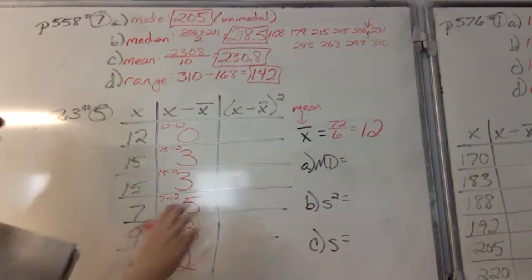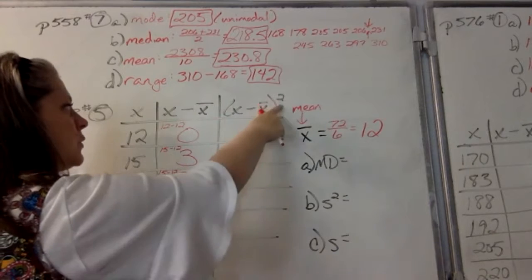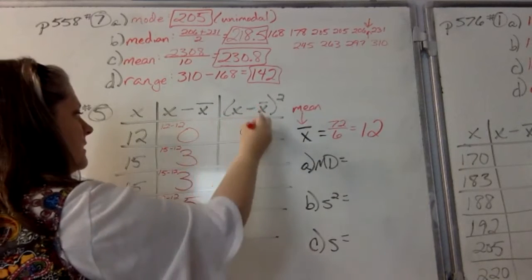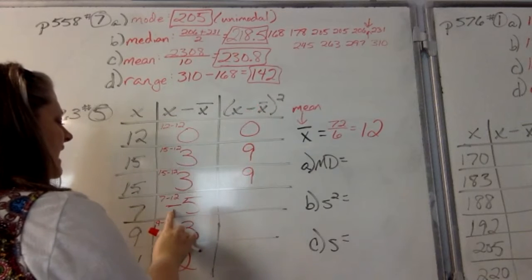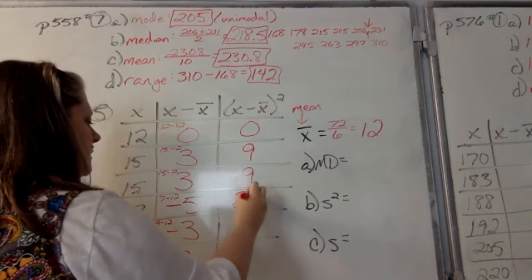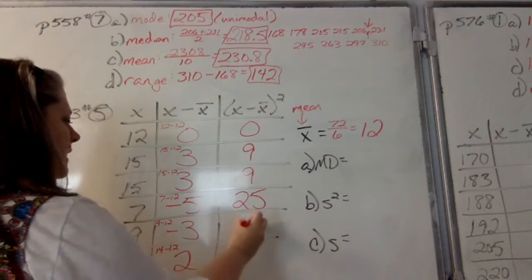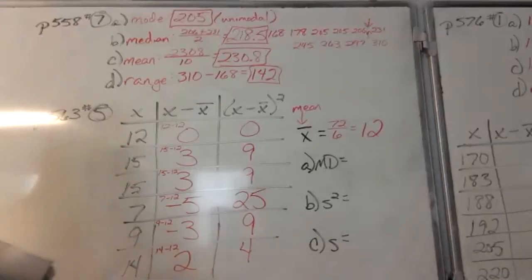Now, when we go to do this column, you just take the numbers that are here and you square them. So 0 squared is 0, 3 squared is 9, 3 squared is 9, negative 5 squared, a negative times negative makes it positive, so it's 25, negative 3 squared, 9, and 2 squared is 4. So those are your numbers for that one.